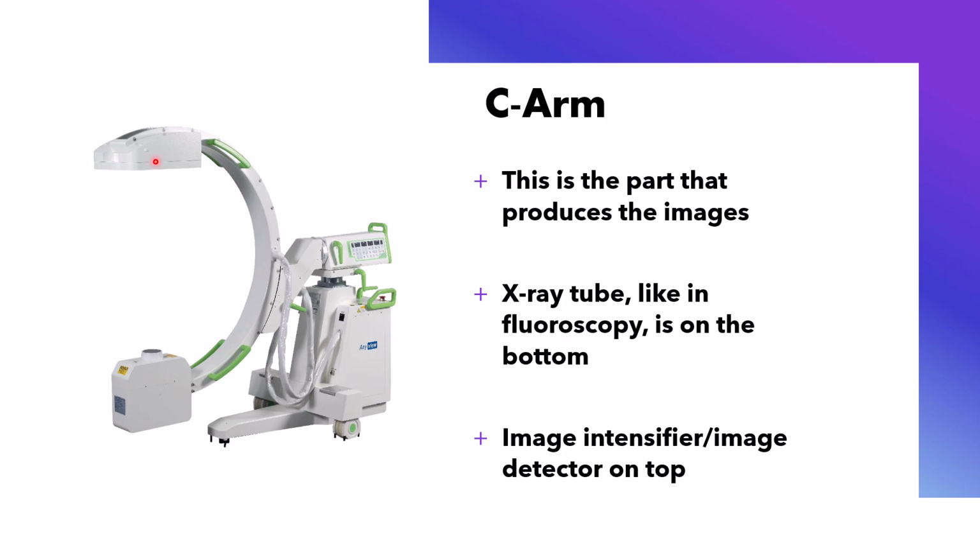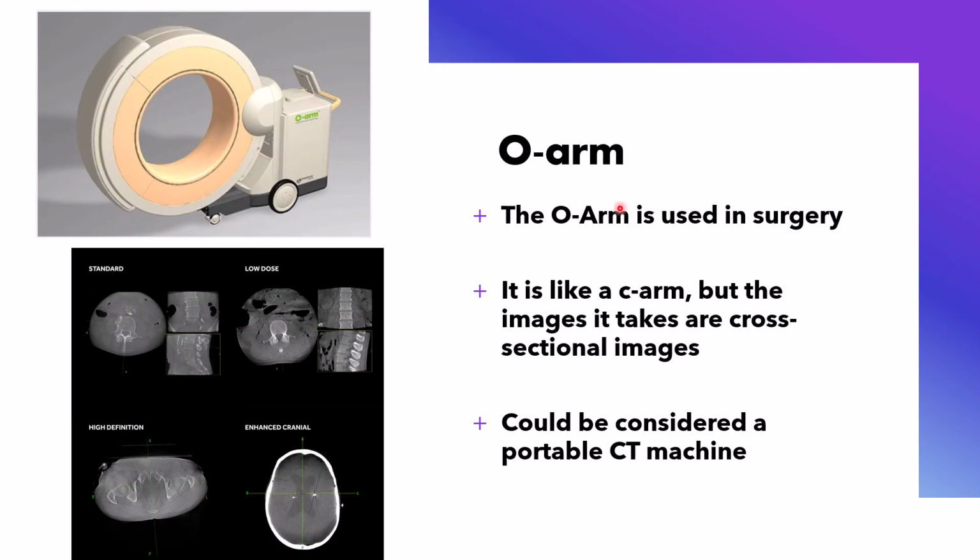The C-arm itself, usually when it's in this regular position, the X-ray tube is on the bottom, the receptor is on the top, much like you're going to have in a fluoroscopic unit. The O-arm is an extension.